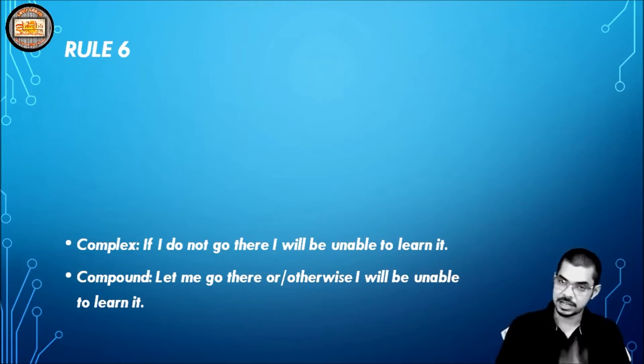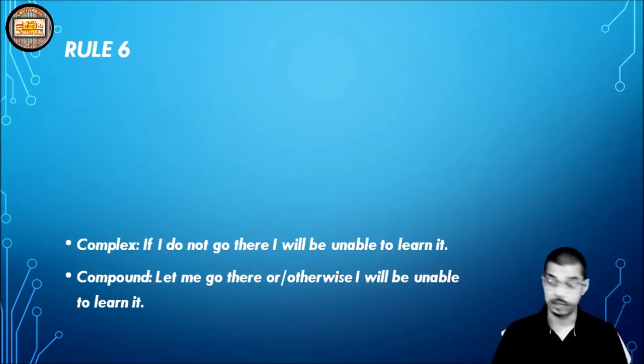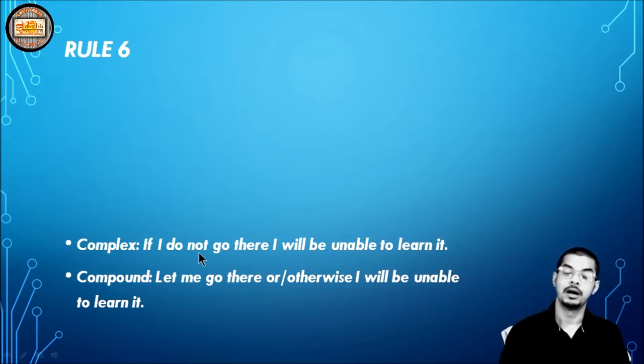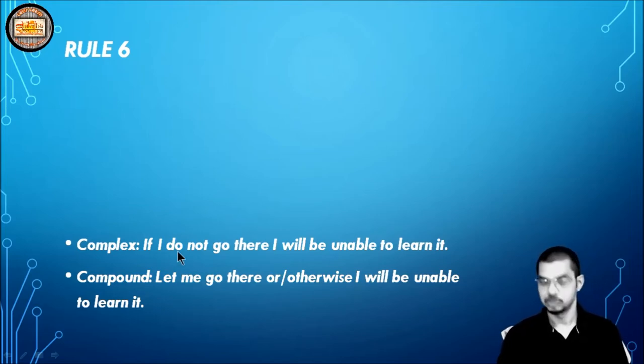So here's the first sentence in complex: If I do not go there, I'll be unable to learn it. If I do not go there, so in compound it will be: Let me go there, or otherwise I'll be unable to learn it. So what happens here? If you follow it, you will find that after if, we have I as the subject and then we have the negative do not. So here the subject is the first person and there's also a negative. So these are the clues.